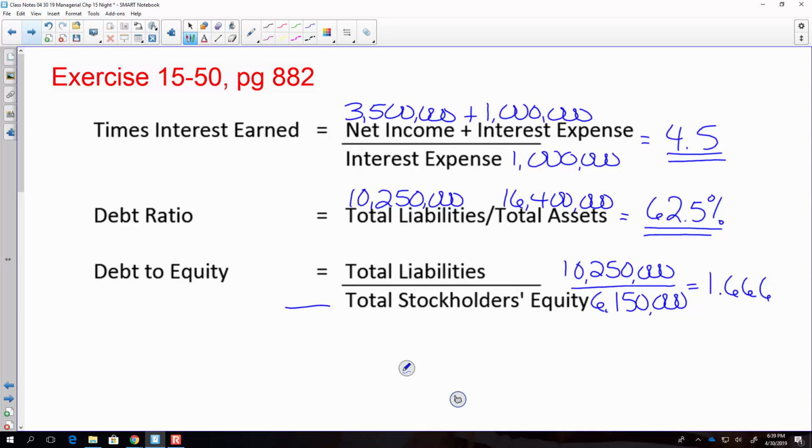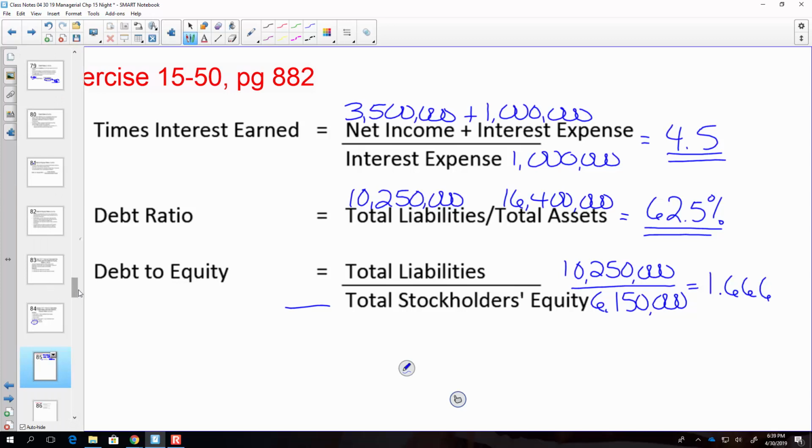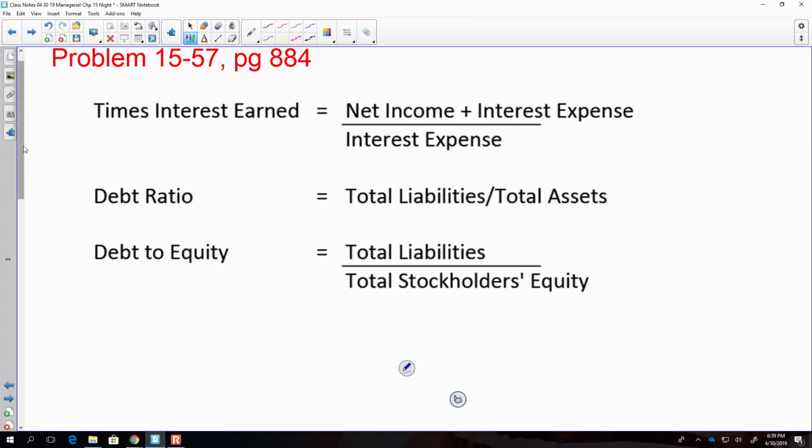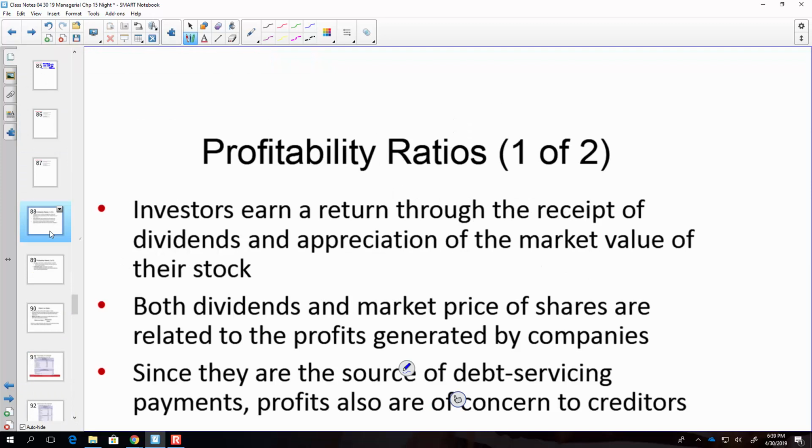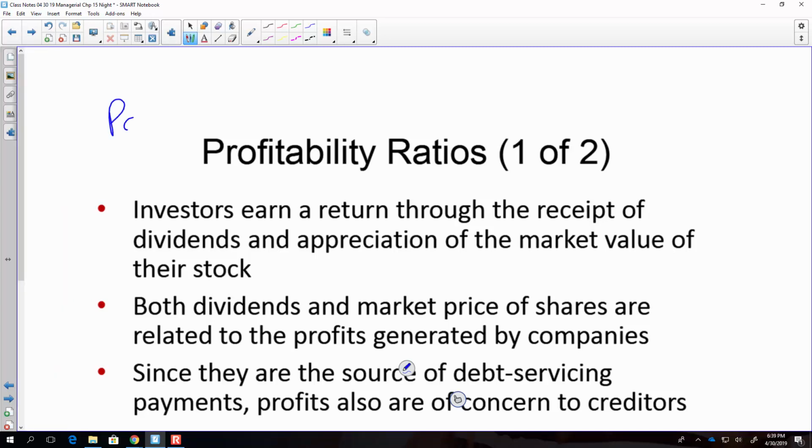Okay. That's it for our leverage ratios. We get to our profitability ratios. Again, I have another one here, but I think you get the idea. Our profitability discussion chapter pages start on page 856 of our textbook.